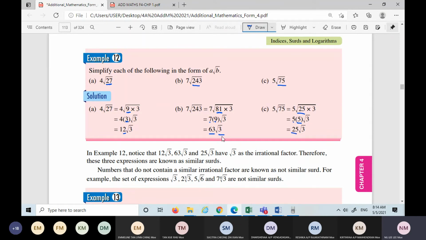Okay, you look at these 3 examples. Okay, we continue here.